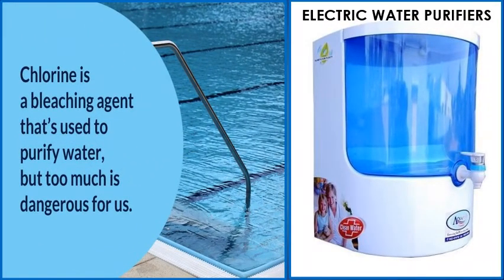Many other ways for purifying water at home are by adding chlorine water or by filtering water using electric water purifiers. Adding chlorine to the drinking water kills germs present in water. Chlorine is a bleaching agent that is used to purify water, but too much chlorine is dangerous for us.